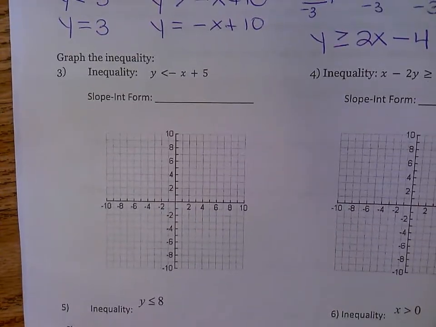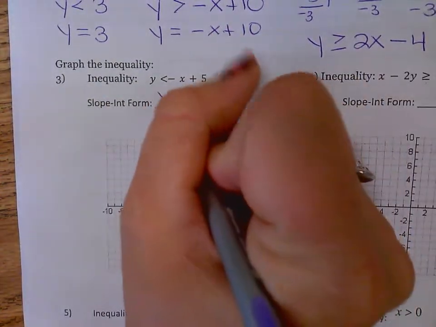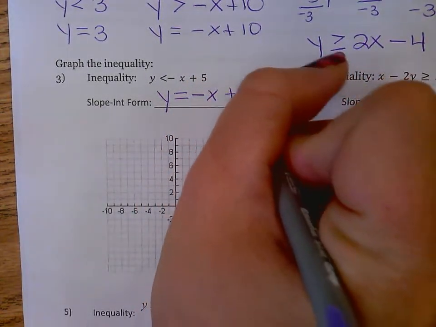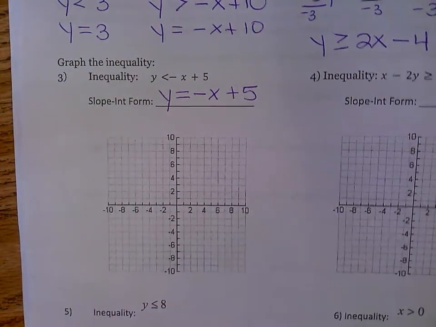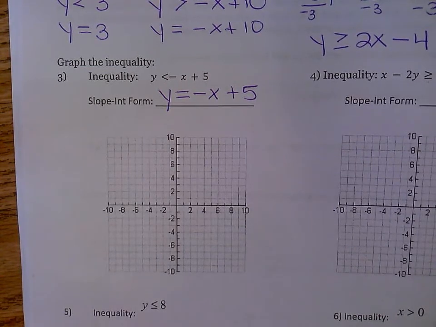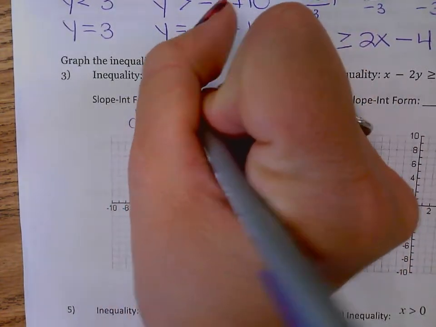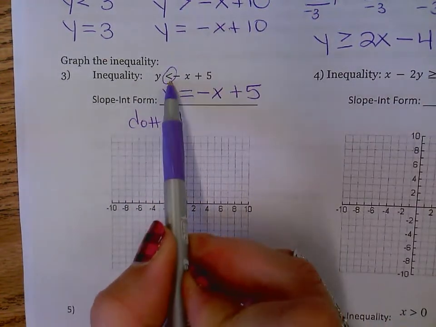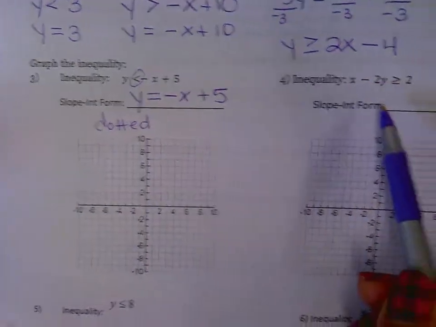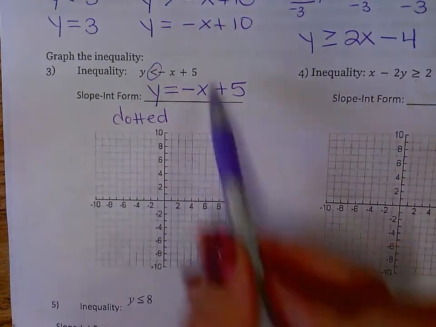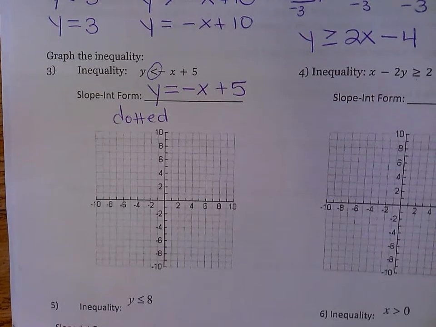So let's change it to slope-intercept form. Y equals negative x plus 5. This is going to help you practice for your quiz too, because you're just graphing a line. Is this going to be dotted or solid before I graph it? Dotted. So always double check. This is a strictly less than symbol. Number 3 is going to be dotted, but number 4 is going to be solid line. All right, so I graph this line, and then we're going to shade above or below the line.